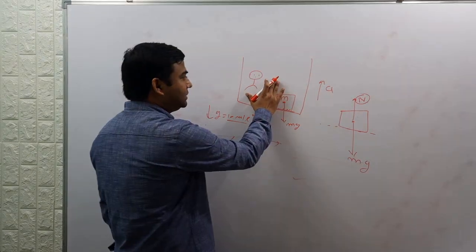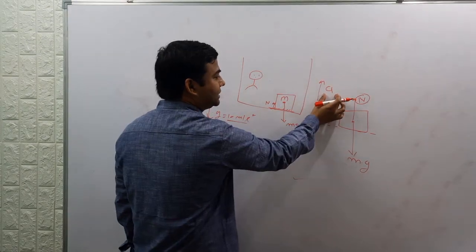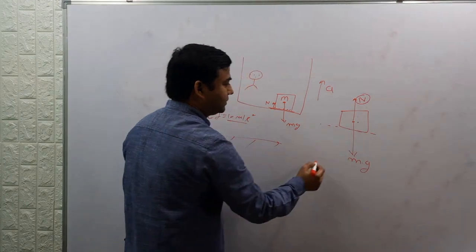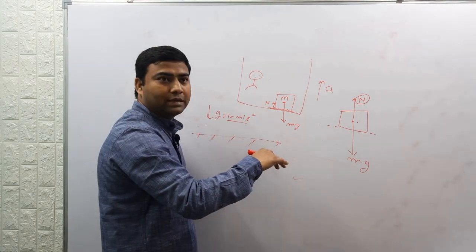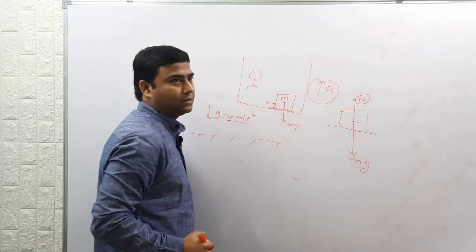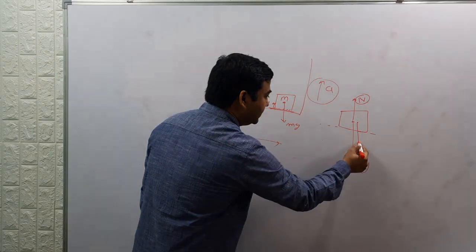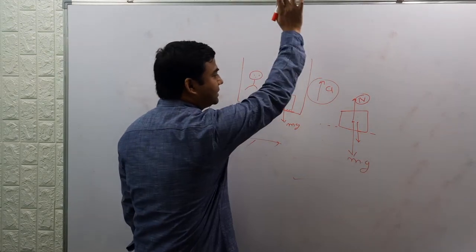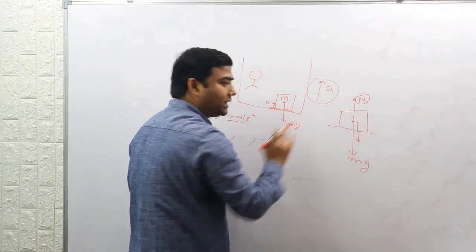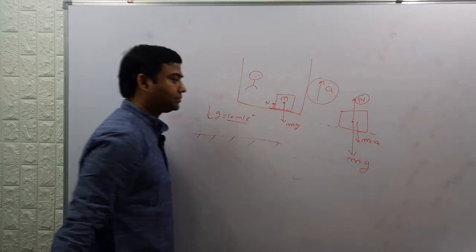Now, as I am sitting in this reference frame which is accelerating upward with acceleration a, I have to apply an additional force, pseudo force m into a, opposite to this accelerating direction, that is in this direction. This was accelerating upward, so pseudo force will be downward, and this force will be on this mass, and the magnitude will be m into a.